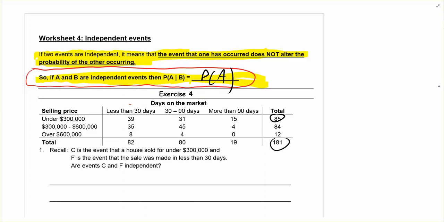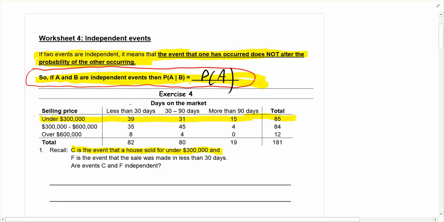Exercise 4. This is all about house selling prices. So basically we're looking at how long they were on the market before someone bought them and the price they sold for. Question 1. C is the event that a house sold for under $300,000. So that's C. Think C for cheap because it's the cheapest ones. F is the event that the sale was made in less than 30 days. So think F for fast. It sold fast. The question is, are events C, cheap, and F, fast, statistically independent or not?